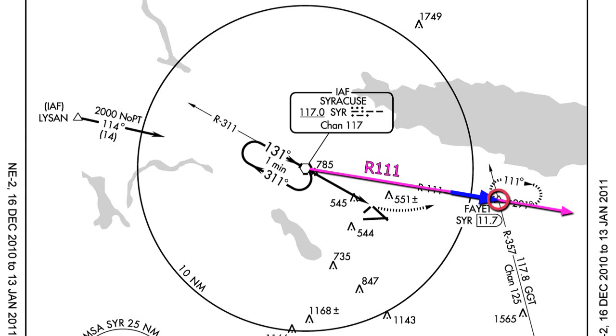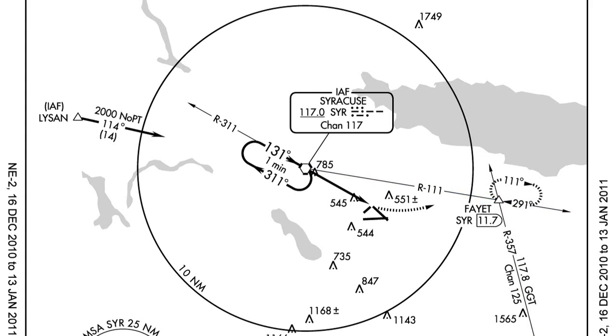Since we don't need a DME for this approach, we can also find out what Fayette is if we triangulate. As long as we're on a radial of 111 from the Syracuse VOR, and we intercept a radial of 357 from the Georgetown VOR 117.8, we know that we are at the point Fayette. So we will be at point Fayette at 3,000 feet, and we will hold at 3,000 feet.